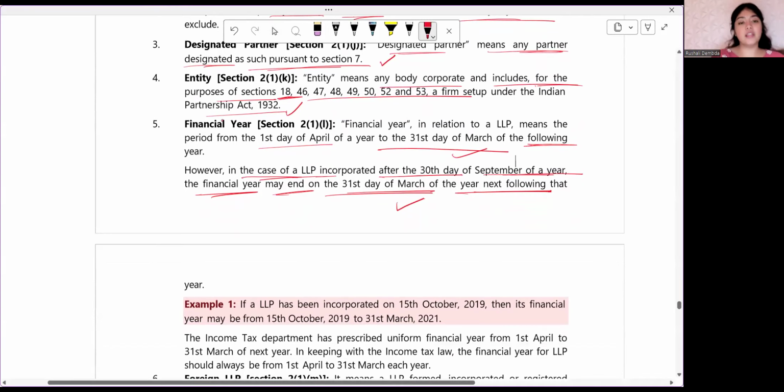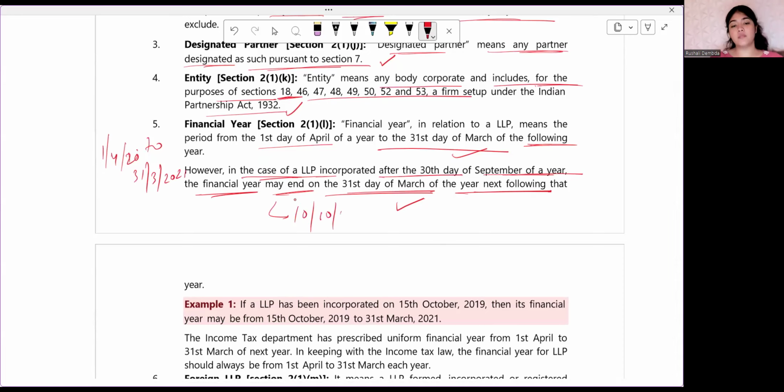So here if we see the normal LLP, it starts from 1st April 2020 to 31st March 2021. But in this case, if we start on 10th of October 2020, it will be a year completing on 31st of March 2022. Okay, because you've started in the middle of the year, so it will be ending on 31st day of March of the next following year, not the following year but the next following. Let's see an example.